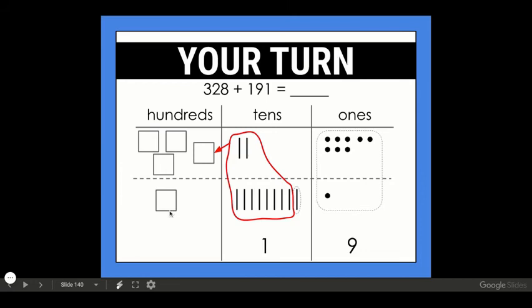Now let's look at our hundreds. How many total hundreds do you have? One, two, three, four, five. 5 hundreds. So your answer should be 328 plus 191. The sum is 519.